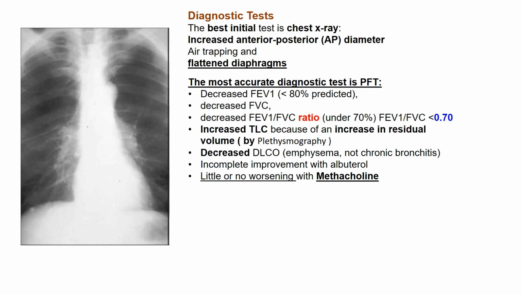Now, do you know what happens with albuterol and methacholine when we use them with asthmatic patients? If you don't know, you can go back to our video about asthma to find out.